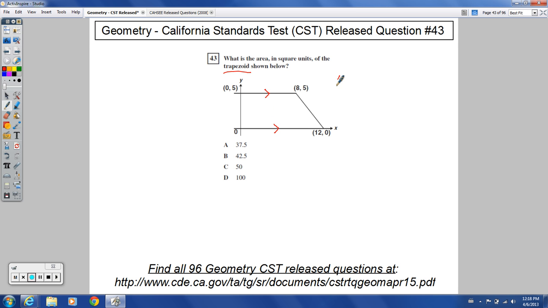we know the area of any trapezoid is the average of the bases, so it's 1/2 of B1 plus B2. That's the average of the bases. I'm going to call this one B1, and this one B2, times the height. Where this comes from, you could think of a rectangle.